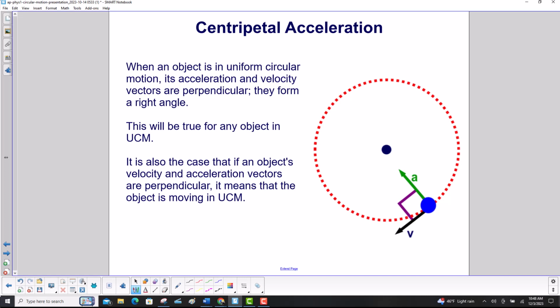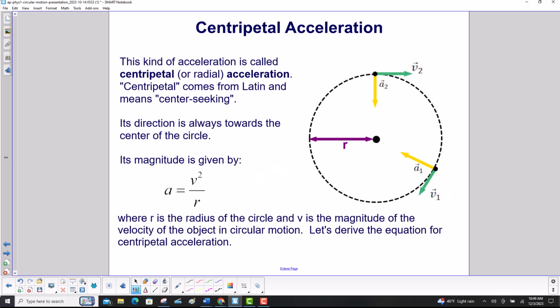When an object is in uniform circular motion, its acceleration and velocity vectors are perpendicular. They form a right angle. This will be true for any object in uniform circular motion. It is also the case that if an object's velocity and acceleration vectors are perpendicular, it means that the object is moving in UCM. This kind of acceleration is called centripetal or radial acceleration.